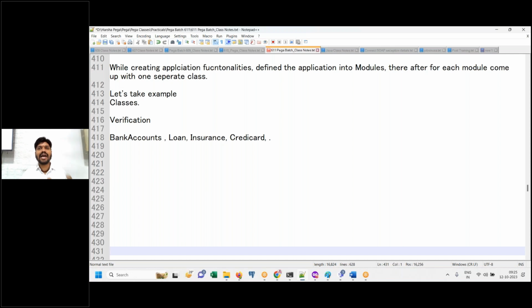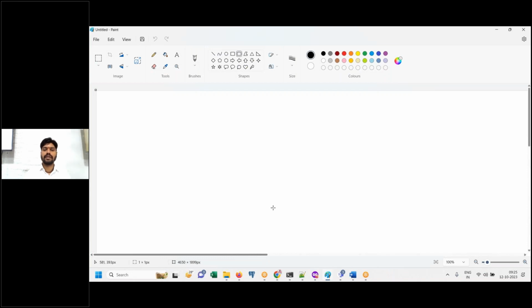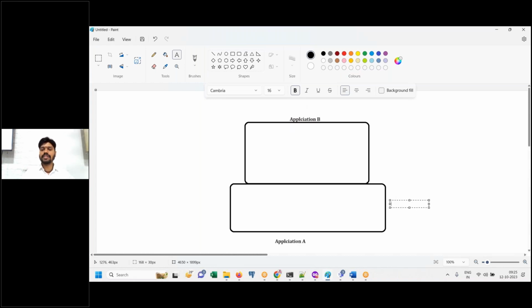There is a class called class A in application A, and class B in application B. If you're not able to imagine it, I'll draw it, it will take not more than a minute. Application A, application B, like this. This is application A, and this is application B. Now this is the parent application, and this is the child application. Now here we have class A. This is class A.